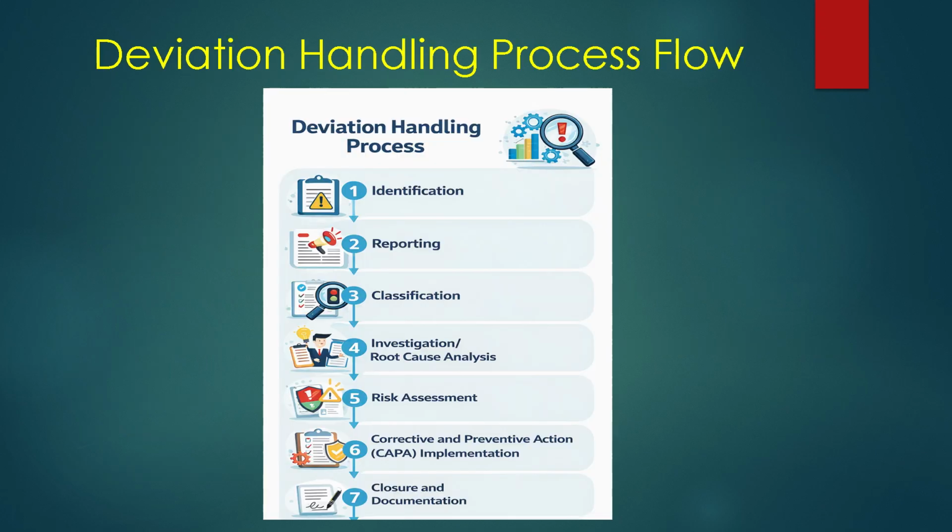Deviation handling process flow. When a deviation is identified, it is reported, then it is classified, and an investigation is done. The root cause is found, the risk is evaluated, and corrective and preventive actions are taken to fix and prevent it. Then it is documented and closed.